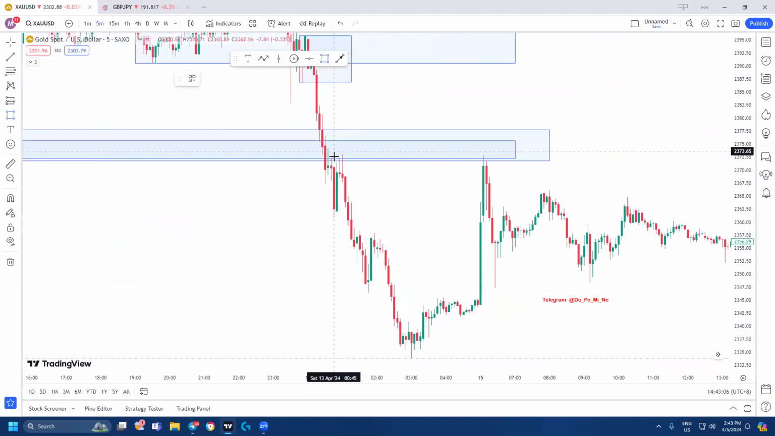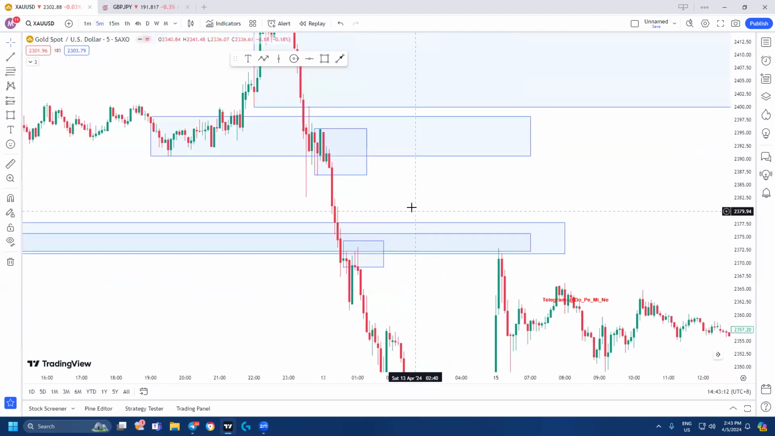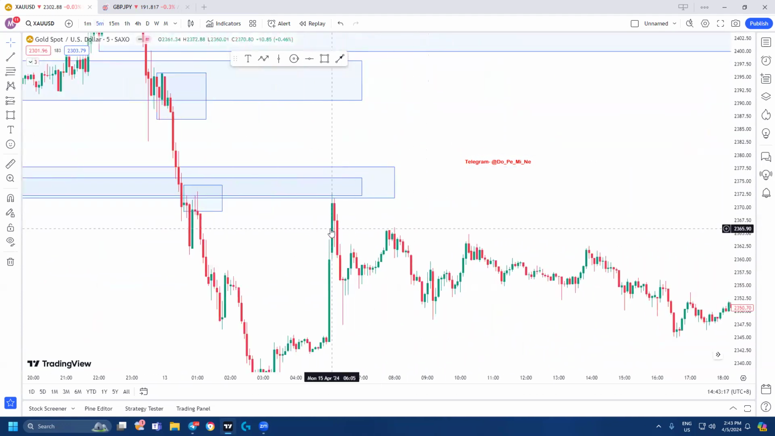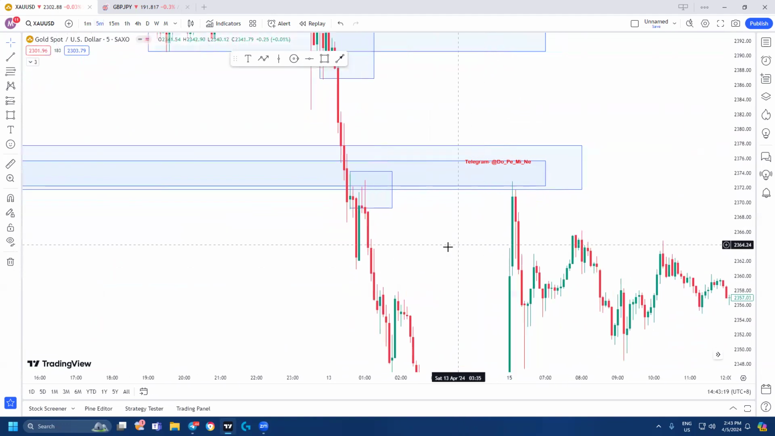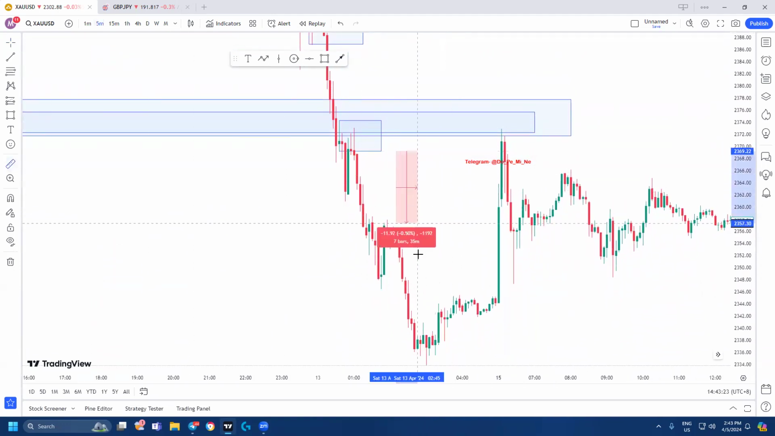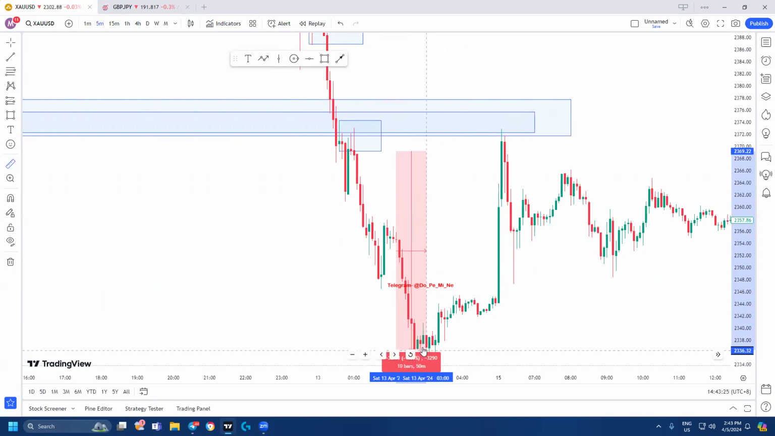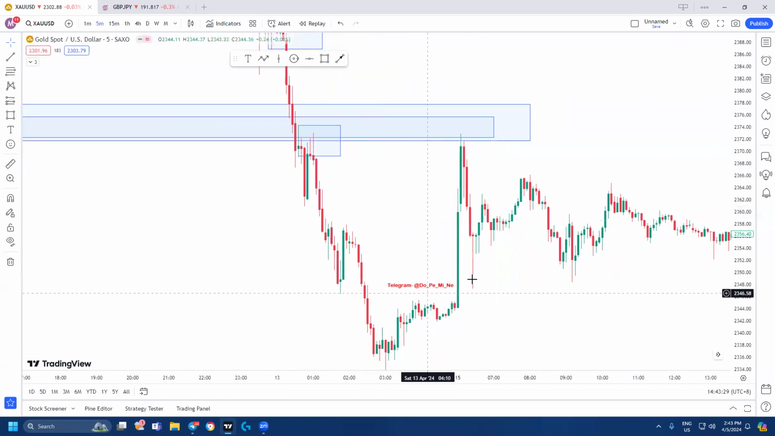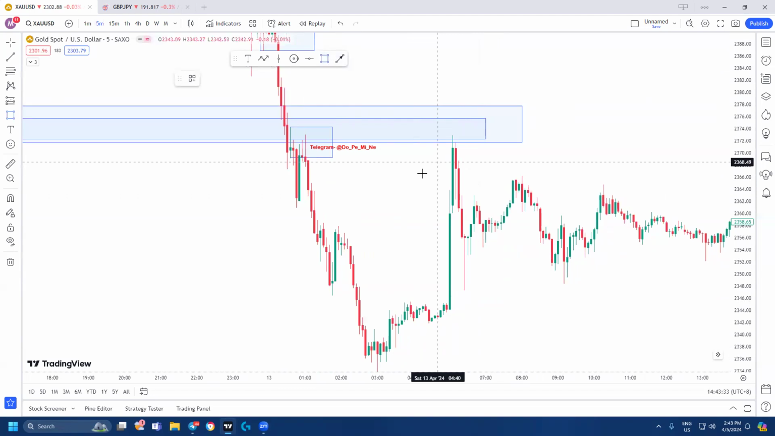You see? The first one, if we miss it at this point, we look for another opportunity. This is quite good, 300 pips. So let's say the price comes back to this level. We need to wait for another CMP like this.